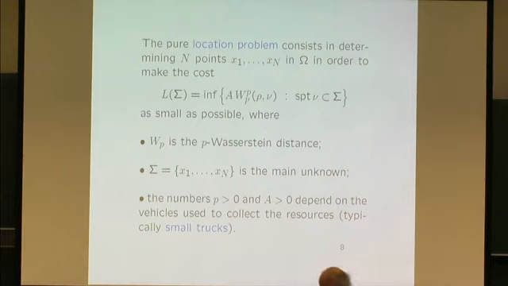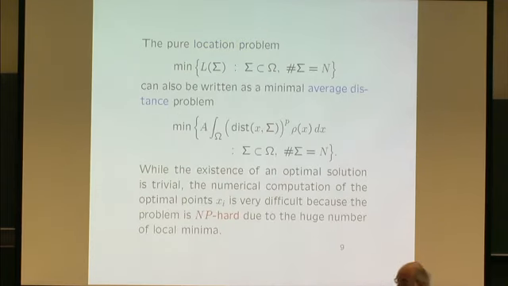But also this pure location problem is very simple to state, but is tremendously difficult to solve. And let me explain, so this is another equivalent formulation. You minimize the average distance. This is a very natural quantity to be minimized. The average distance from the points you have to choose.